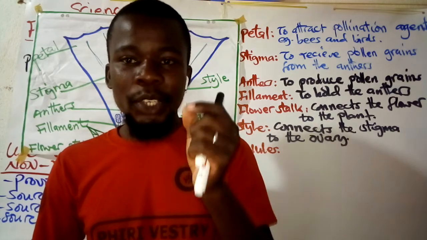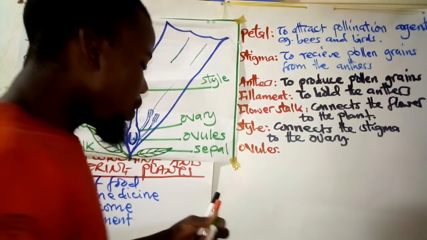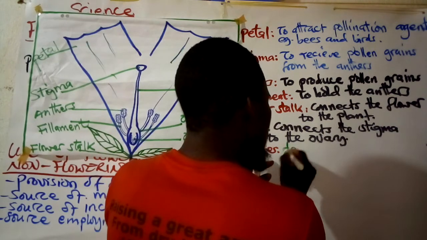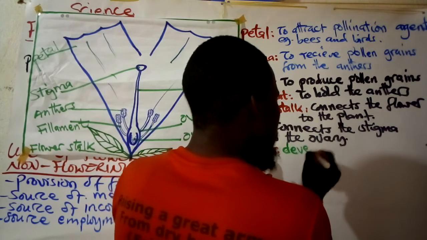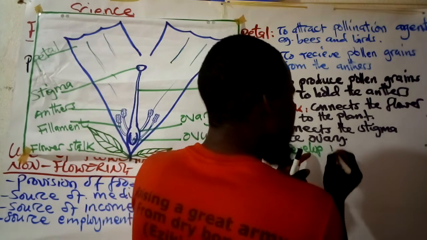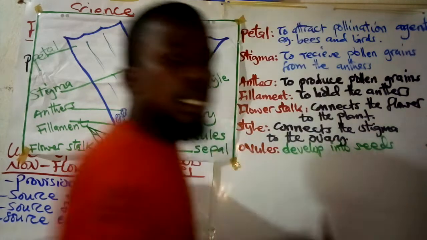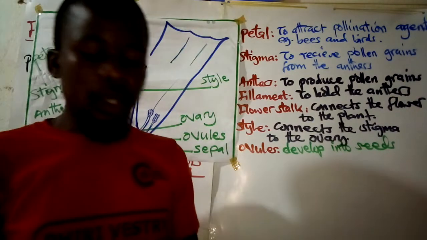I'll have an explanation on that. So the function of the ovules is to develop into seeds. To develop into seeds.